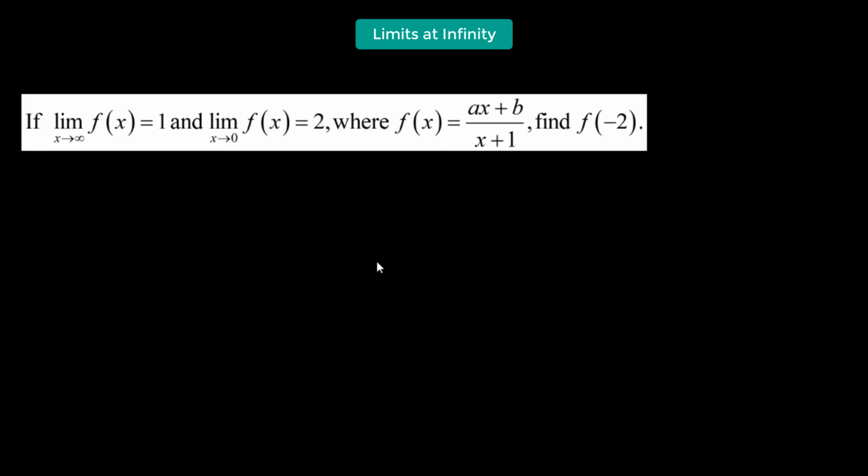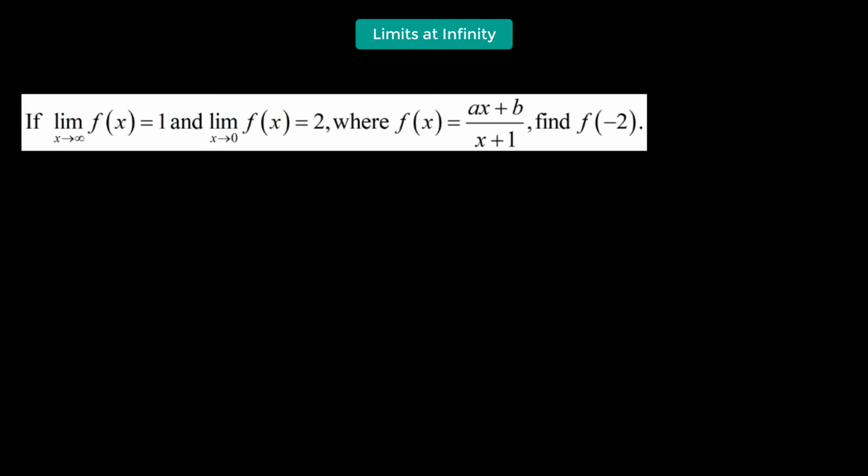So here in this particular question, we are given that when x approaches infinity, then the function f(x) has a limiting value of 1, and when x approaches 0, then the function has a limiting value of 2. And it's also given that the function is defined by the rational function (ax plus b) over (x plus 1). So using this information, we need to find out the value of the function at x equals negative 2.